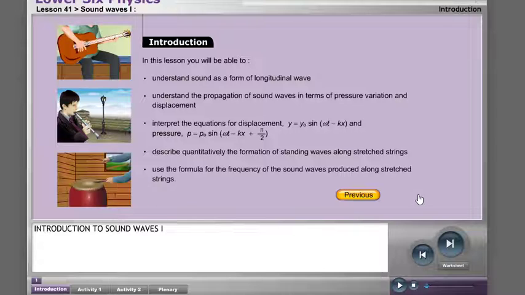In this lesson, you will be able to understand sound as a form of longitudinal wave, understand the propagation of sound waves in terms of pressure variation and displacement, and interpret the equations for displacement, y equals y naught sine omega t minus kx, and pressure, P equals P naught sine omega t minus kx plus pi over 2. Describe quantitatively the formation of standing waves along stretched strings. Use the formula for the frequency of the sound waves produced along stretched strings.